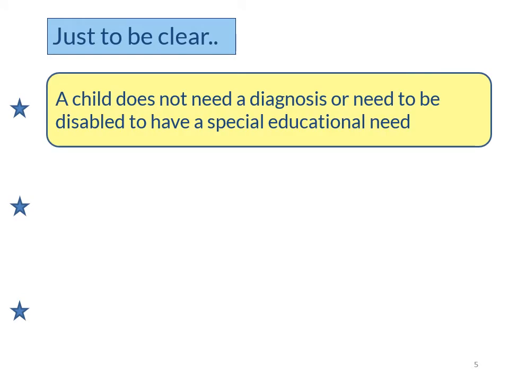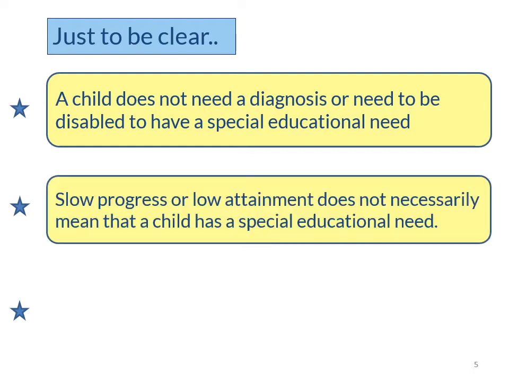So, just to be clear, a child does not need a diagnosis or need to be disabled to have a special educational need. It all depends on an individual child's difficulties and whether they need support which is additional to or different from the support made for their peers. If a child is making slow progress or has low attainment, that doesn't necessarily mean that they have a special educational need. What will be important is regularly reviewing progress to make sure that any gap between them and their peers doesn't continue to widen.